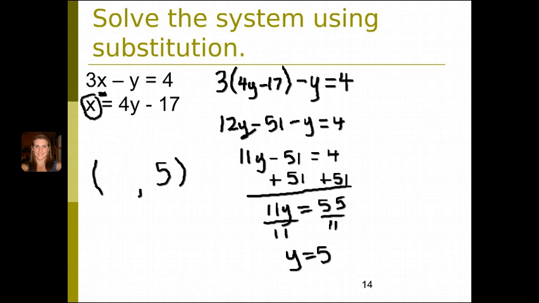y equals 5. So step 4, we're going to use this 5, plug it back into the other equation where it says x equals 4y minus 17. So x equals 4y minus 17. y, again, we know that y is 5 because we just found that in step 3. So we learned that 4 times 5 is 20. 20 minus 17 is 3.